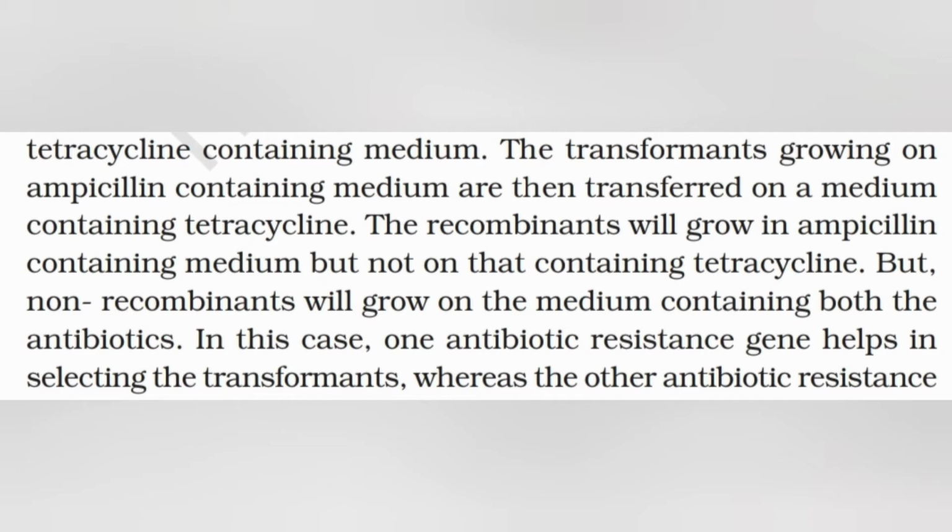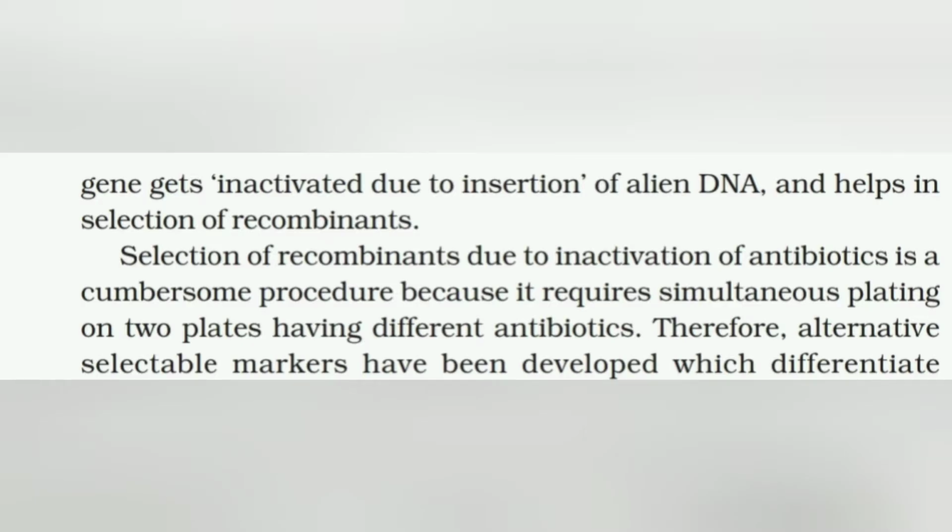The recombinants will grow in ampicillin-containing medium but not on that containing tetracycline. But non-recombinants will grow on the medium containing both antibiotics. In this case, one antibiotic resistance gene helps in selecting the transformants while the other antibiotic resistance gene gets inactivated during insertion of the alien DNA and helps in the selection of recombinants.